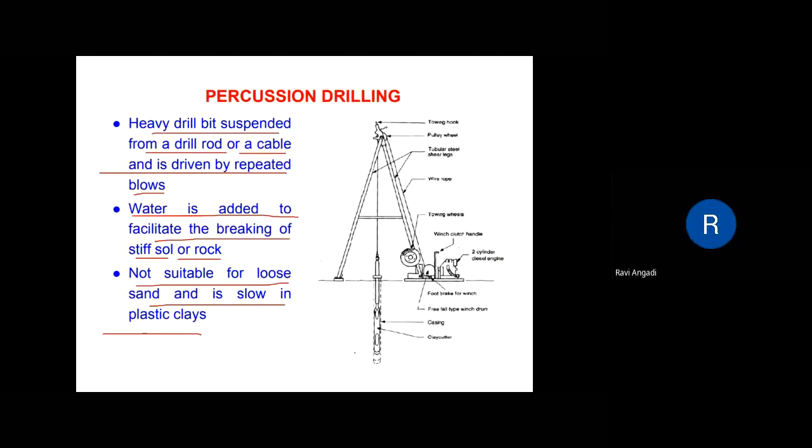Again, it is the same method we discussed previously, like wash boring, but this is used for rocks and boulders type of strata. It is not suitable for loose sand and is very slow in plastic clays. The drawback is that it is very expensive. And here you may not get the undisturbed sample.